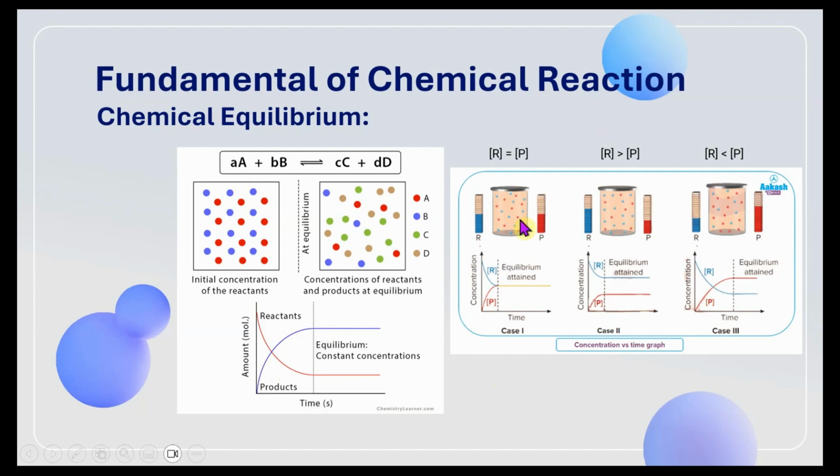Like in case 1, the concentrations of product and reactant are the same at the equilibrium condition. In case 2, the concentration of product is much less than reactant, and in case 3, the concentration of product is much higher. And this case 3 is something that we are seeking in our simulations and in reality.